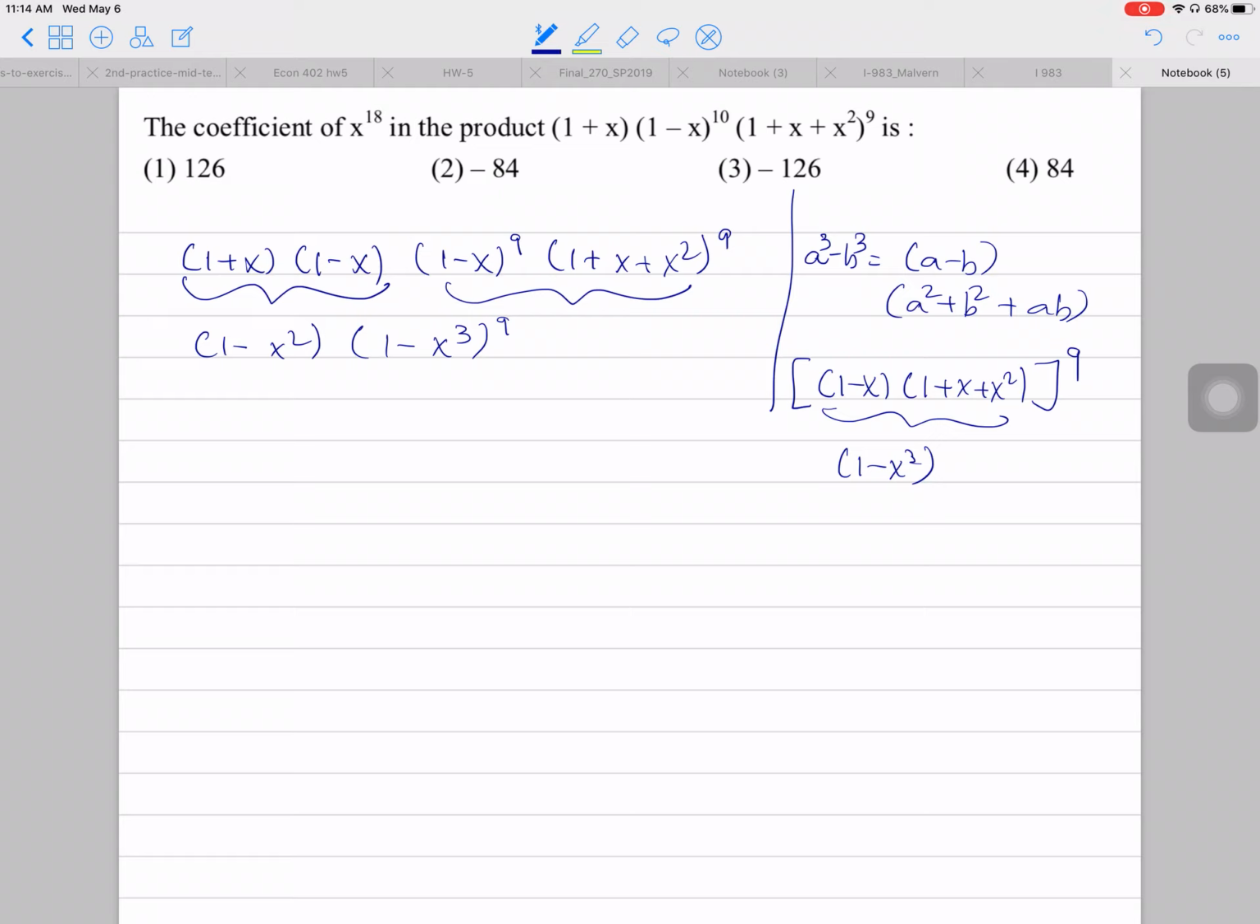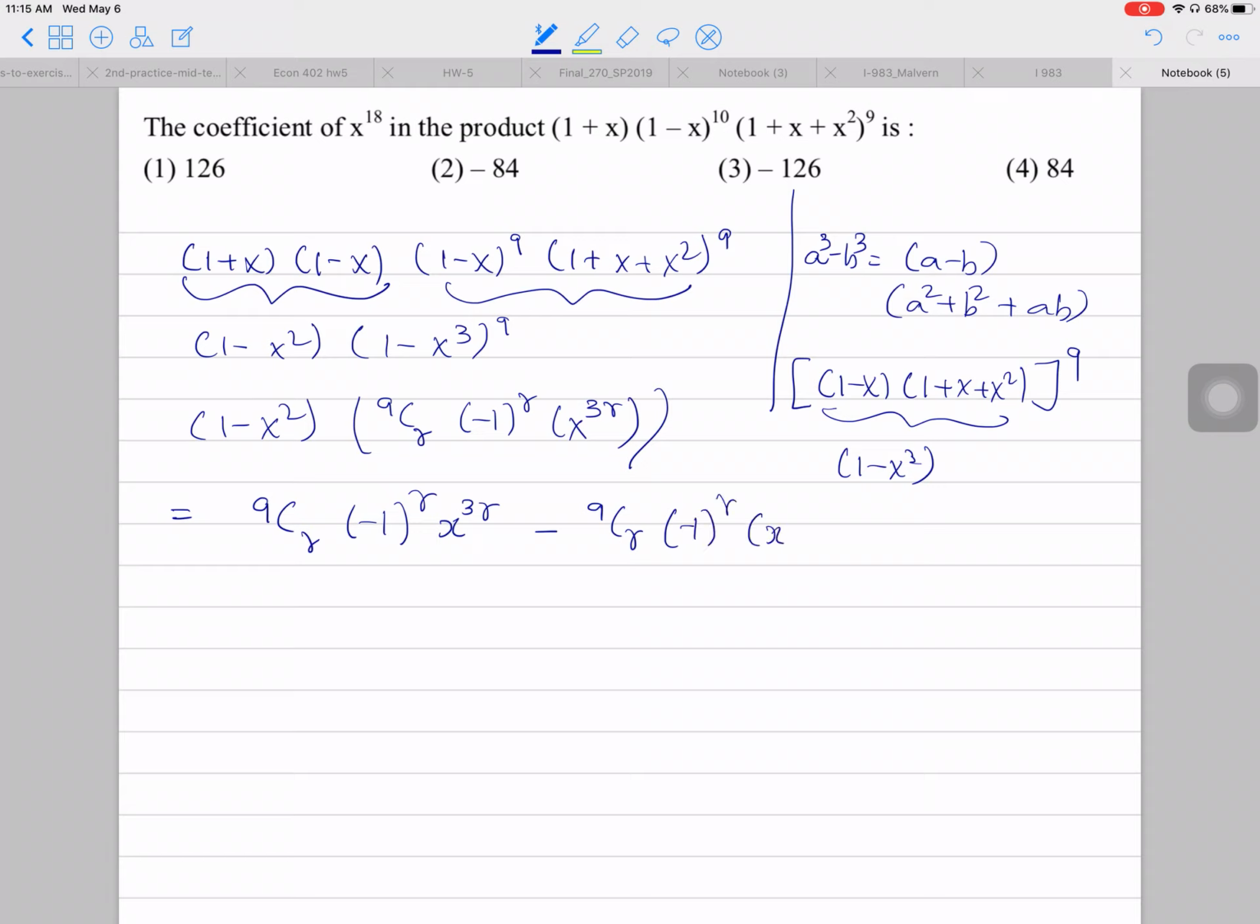Now using the binomial theorem, we know the expansion of this thing should be 9Cr times (negative 1) to the r times (x cubed) to the r, which is x to the 3r. Now multiplying this with 1 minus x squared, we get 9Cr (minus 1) to the r x to the 3r minus 9Cr (minus 1) to the r x to the 3r plus 2. Now we need to find the coefficient of x to the 18. So x to the 18 can be either from this term or from this term.